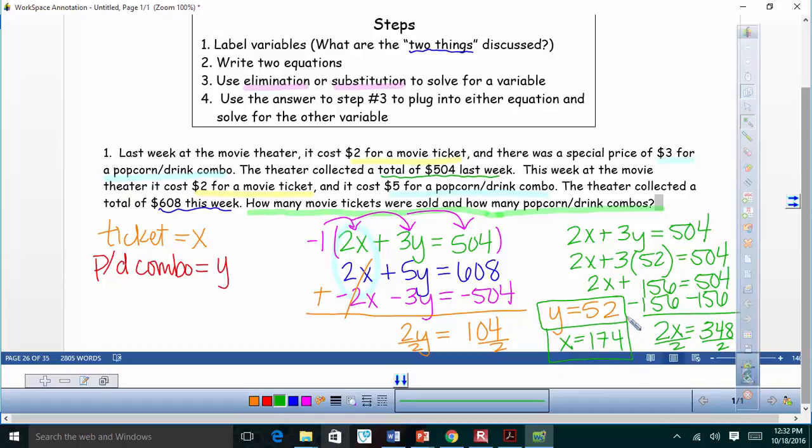So the answer to our question, how many movie tickets were sold and how many popcorn drink combos were sold? We sold 174 tickets and we sold 52 popcorn drink combos. Does that make sense?